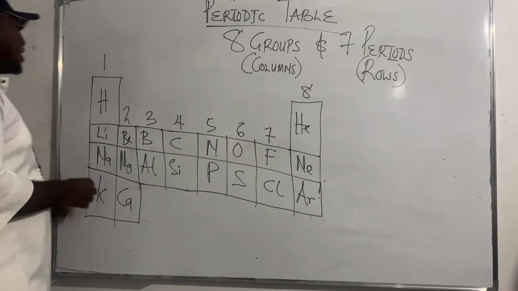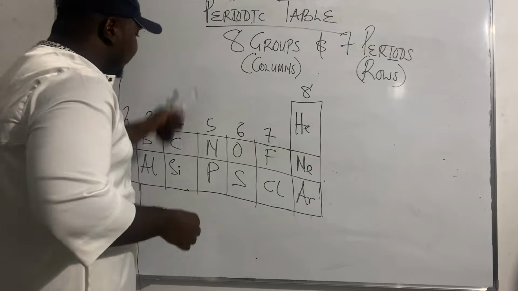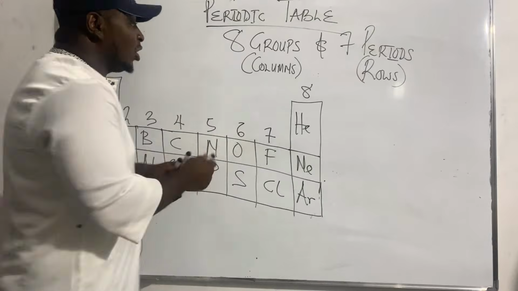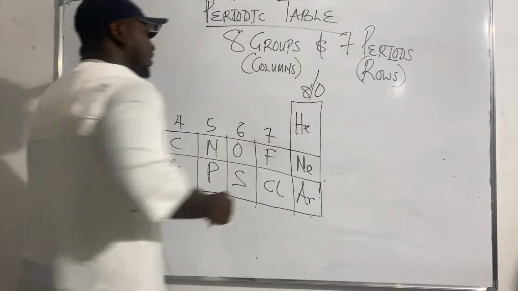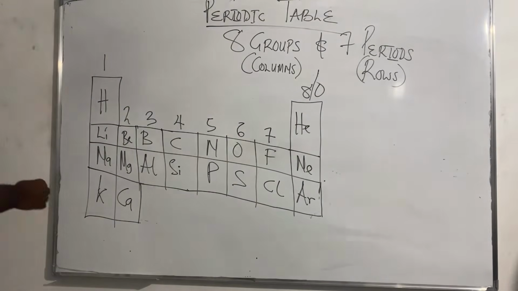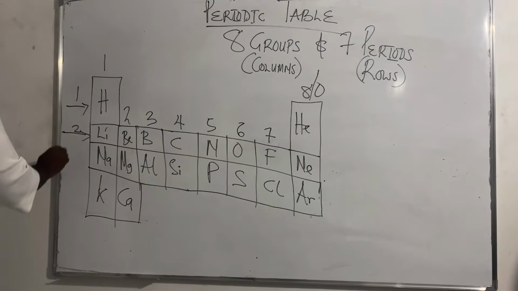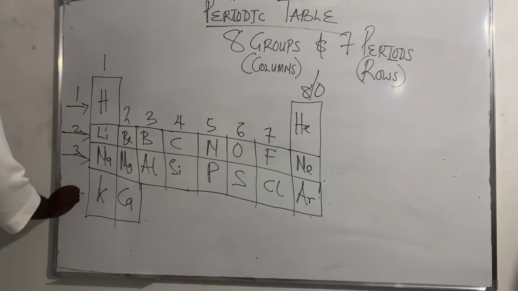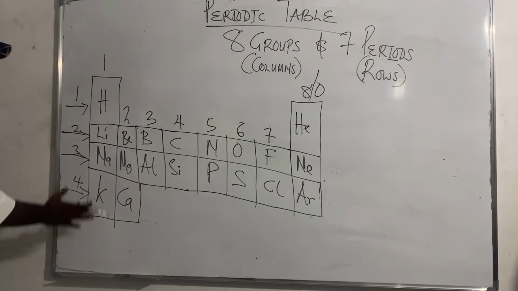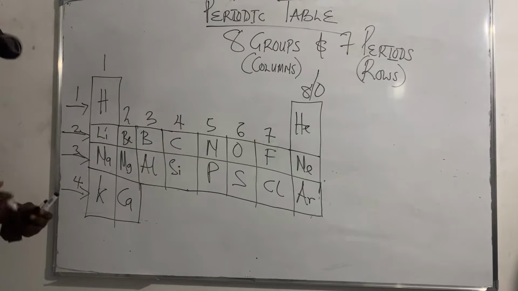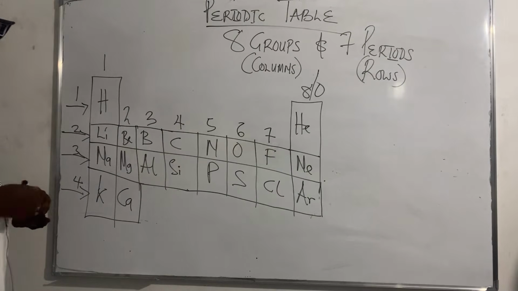Class, this is group 1, group 2, group 3, group 4, group 5, group 6, group 7, group 8, or group 0. We call this group 8 or group 0. Class, this is period 1, period 2, period 3, period 4. If we continue to the other elements, you see period 5 like that. But the first 20 elements is your scope for JAMB.